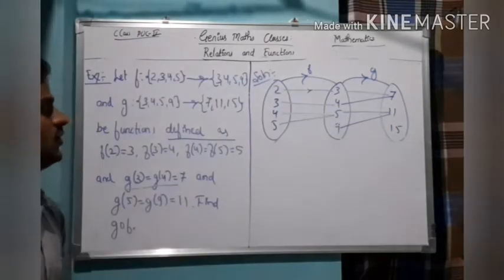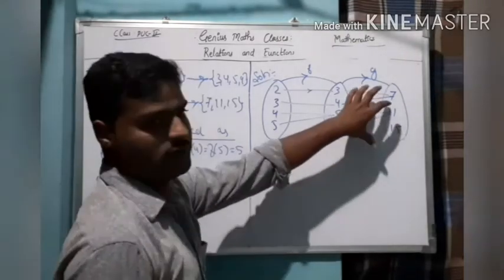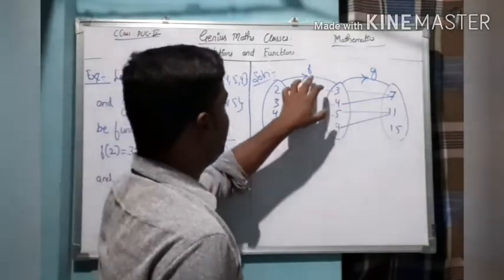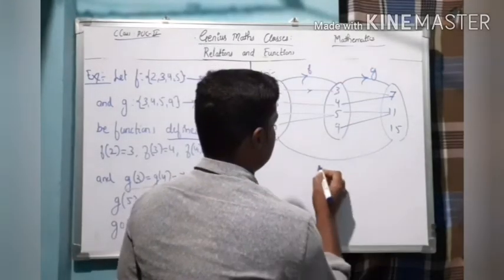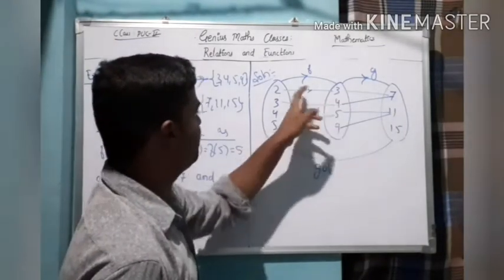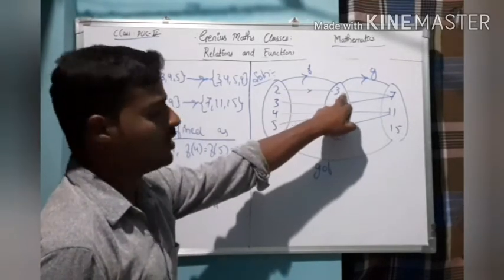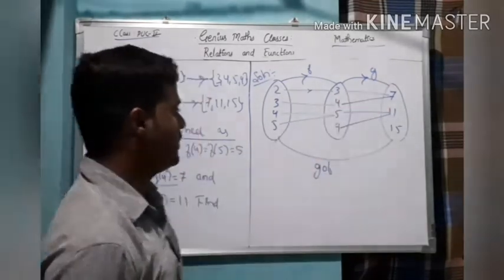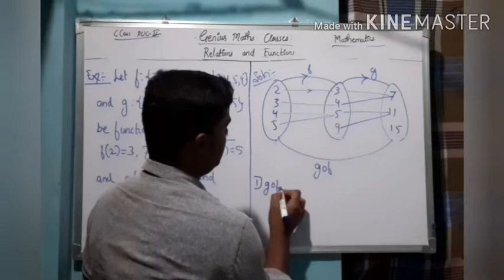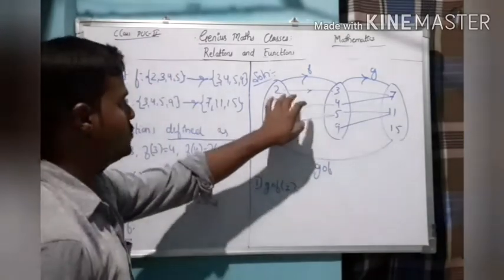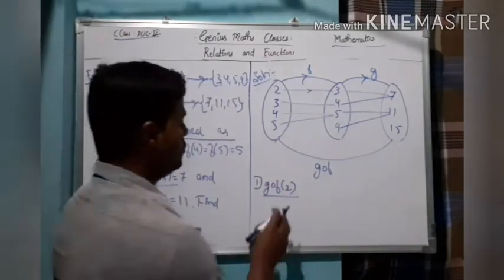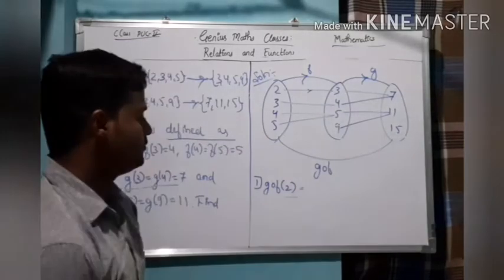Okay. So just observe here. You have to calculate this g of f. This is f of 2. The f of 2 equal to 3. And now g of 3 equal to 7. You need to find g of f of 2 first. g of f of 2. The first element is 2. Therefore, I am finding the composition for the element 2.